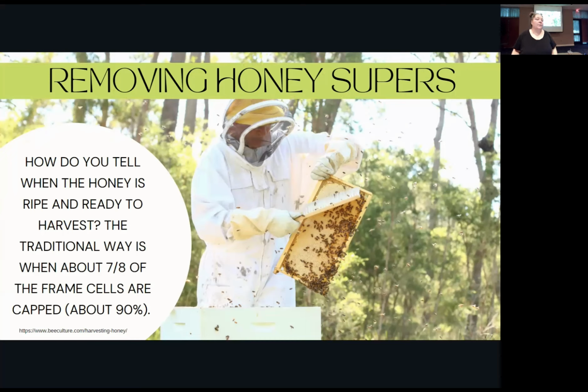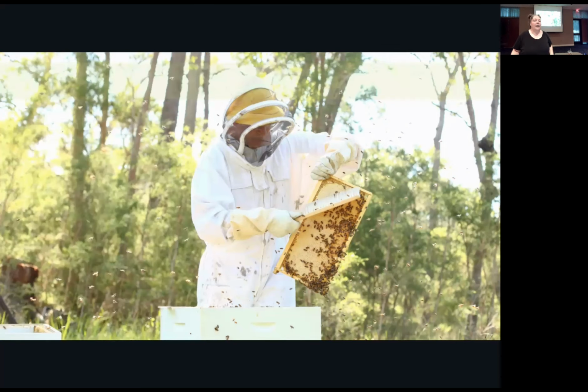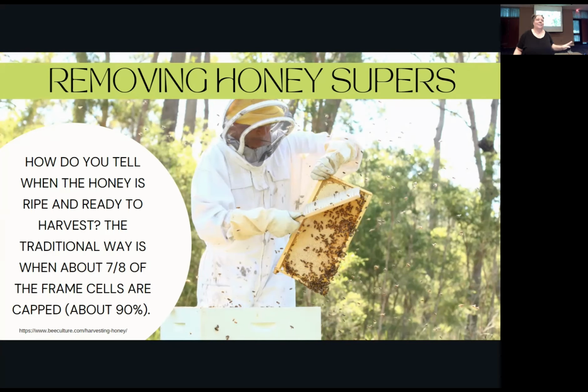And when do you want to remove your honey supers? You want to make sure that your moisture content is correct. Does anyone know what the correct moisture content for honey is? 18.6, 18%, right around there. If it's greater than that, what can happen to your honey? It turns into mead. It ferments. Not that we mind a tasty alcoholic beverage, but that's not exactly what we want in our honey.